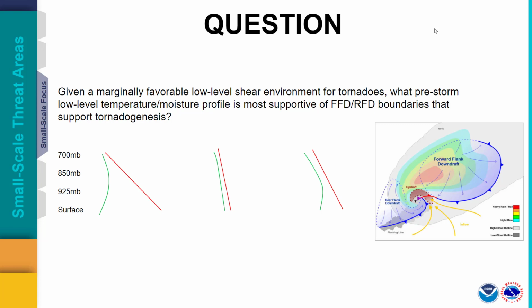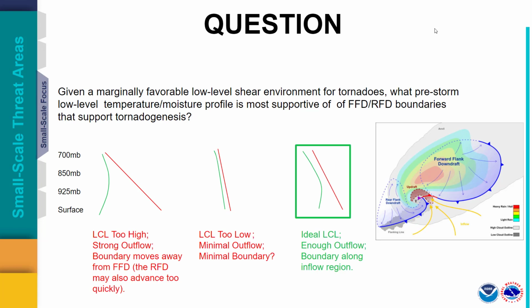So the left example with dry low levels and a high LCL height would tend to support strong cold outflow. Now there are other vertical patterns of temperature and moisture that also could support cold outflow. Nevertheless, the end result would likely be an outflow boundary that advances away from the storm, cutting off any tornado potential fairly quickly. This could be with any boundary, be it with the forward flank downdraft as well as the rear flank downdraft boundary. In contrast, the middle example suggests potentially minimal outflow.